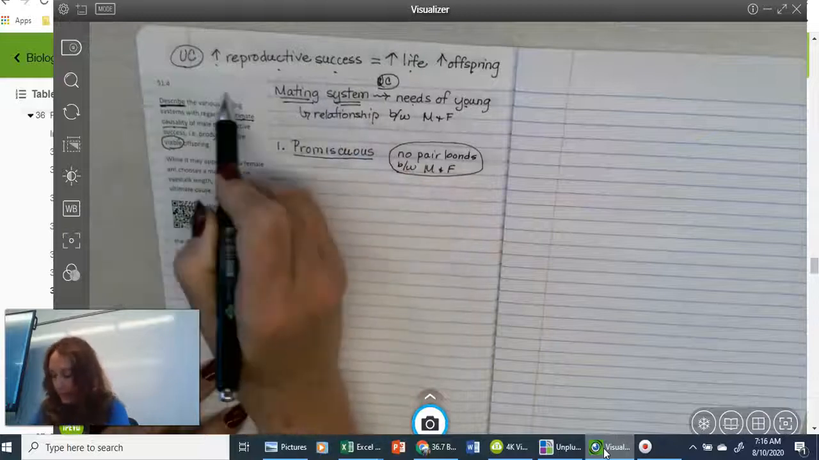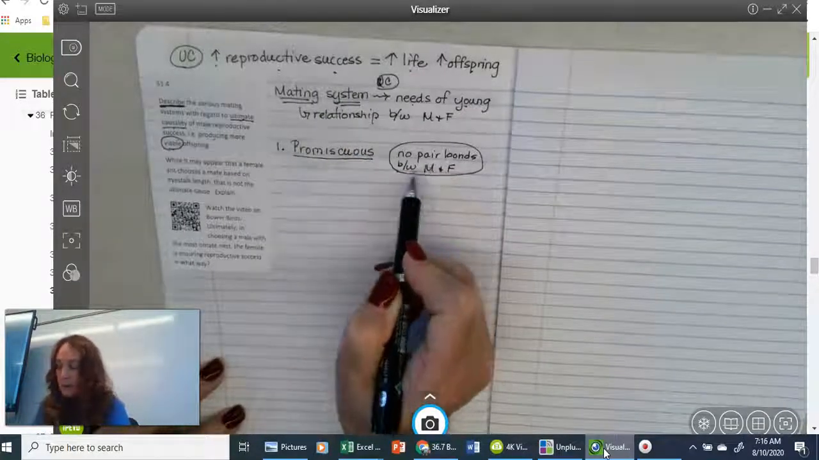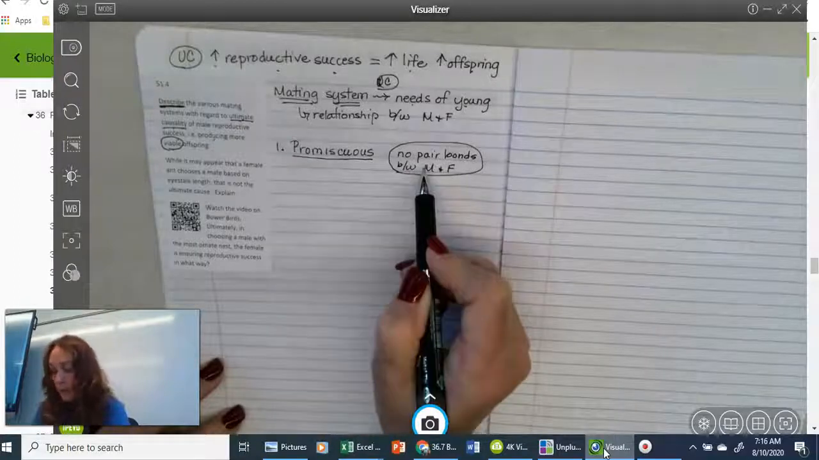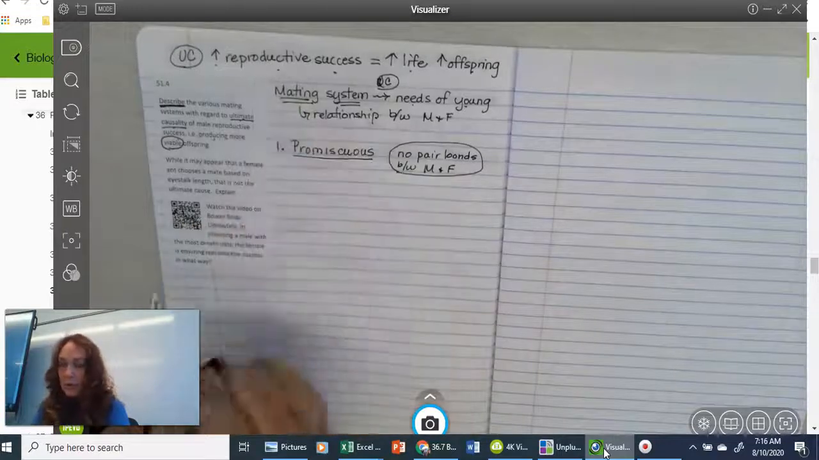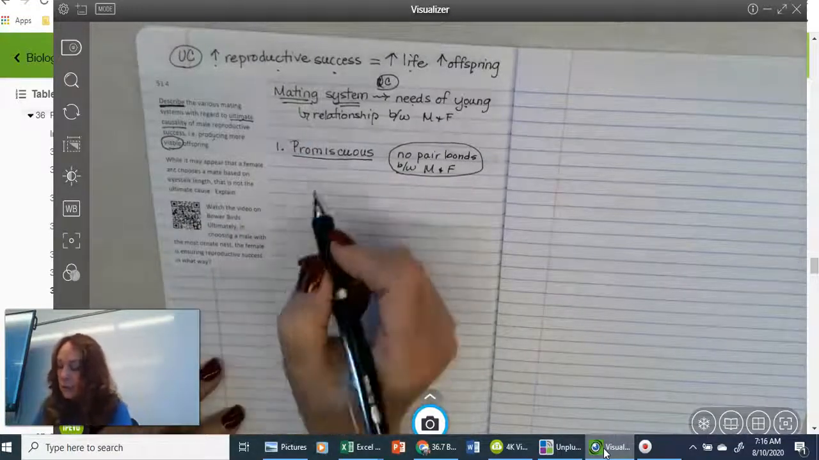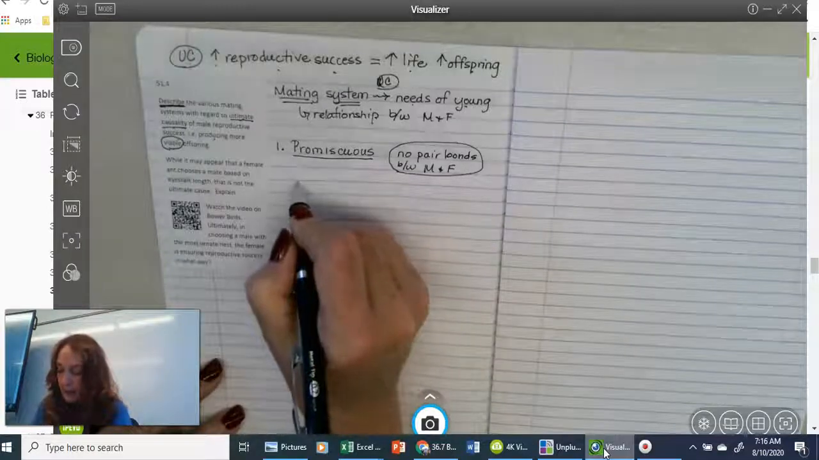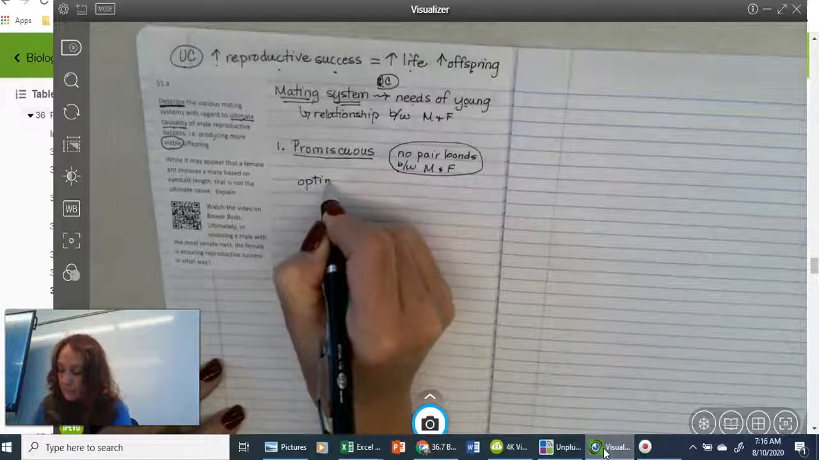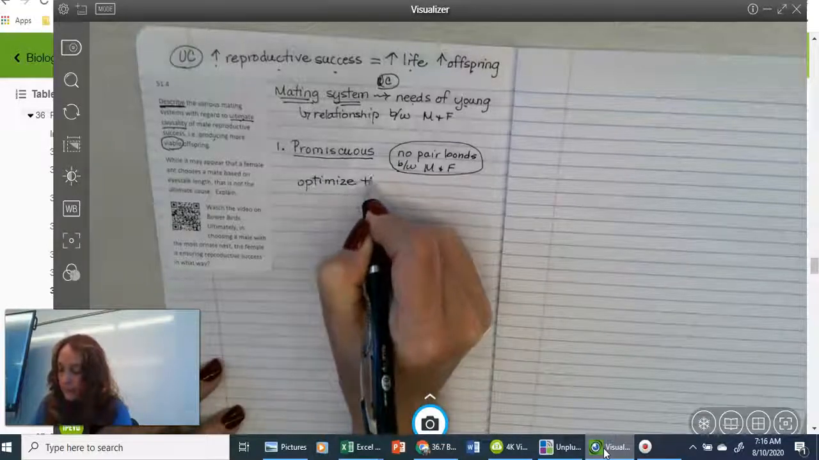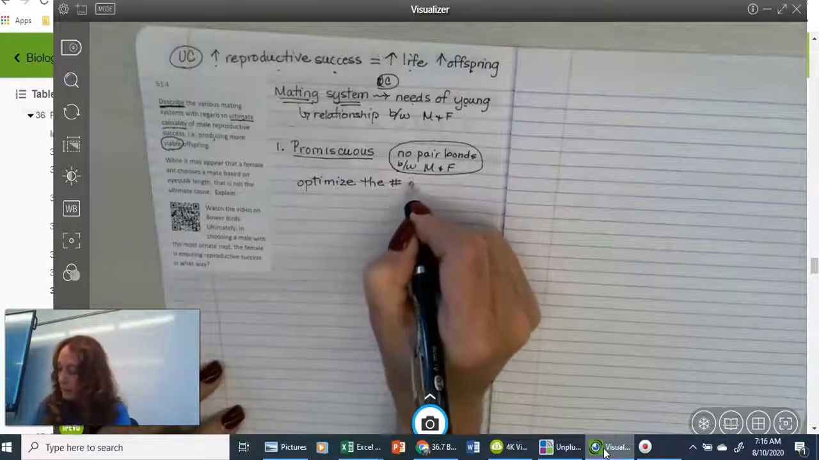That's the answer to the question. Not what promiscuous is, but how would having no pair bonds between males and females actually increase reproductive success? So the answer is that what you do in this particular case is optimize the number of mating events.